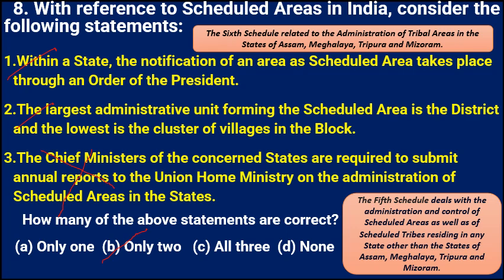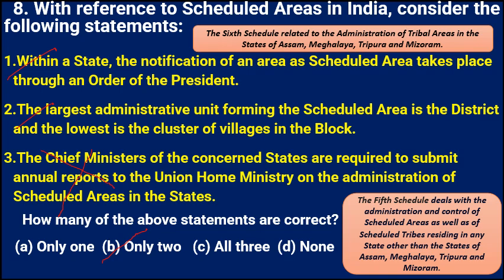5th schedule deals with the administration and control of scheduled areas as well as of scheduled tribes residing in any state other than the states of Assam, Meghalaya, Tripura and Mizoram. Now let us see the 6th schedule. 6th schedule related to the administration of tribal areas in the states of Assam, Meghalaya, Tripura and Mizoram.